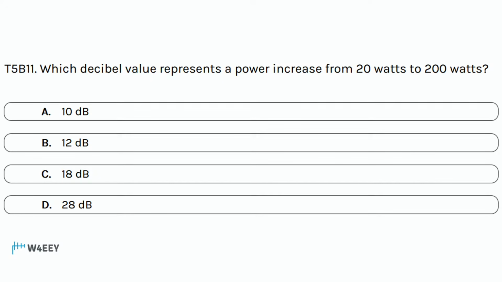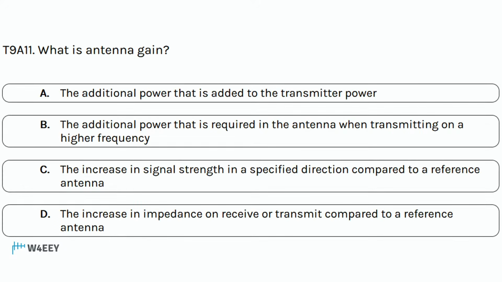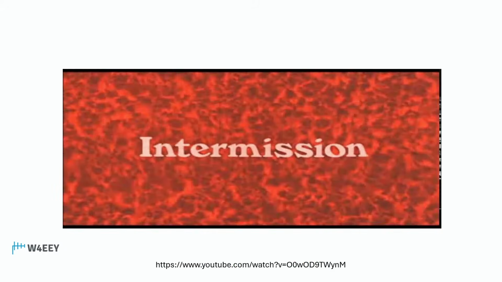And which decibel value represents a power increase from 20 watts to 200 watts? Alpha. That's 10 dB, indeed. All right, and what is antenna gain? I'm going to go with Charlie. And you would be correct. I'll second that. The increase in signal strength in a specified direction compared to a reference antenna, and it's typically measured in dB. All right, you made it.